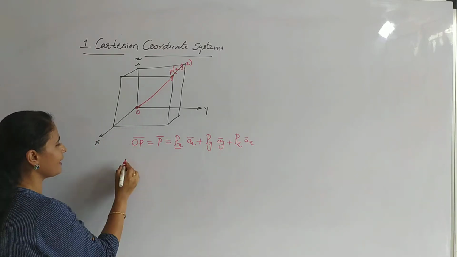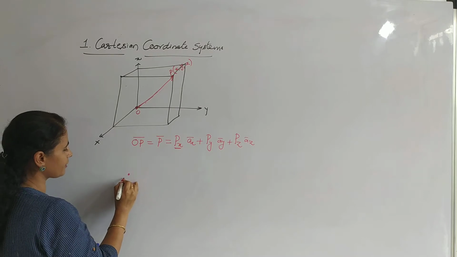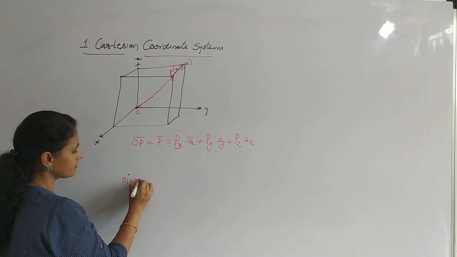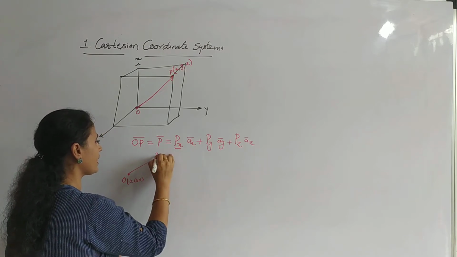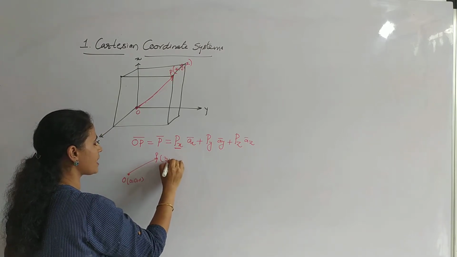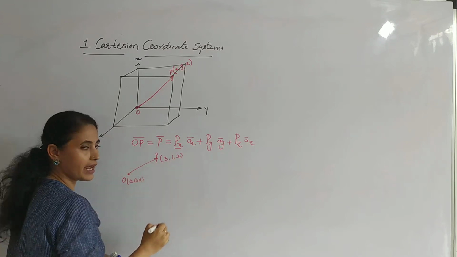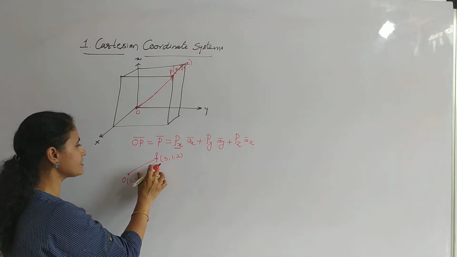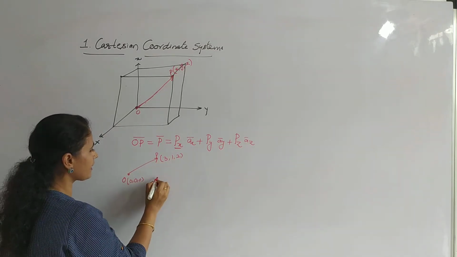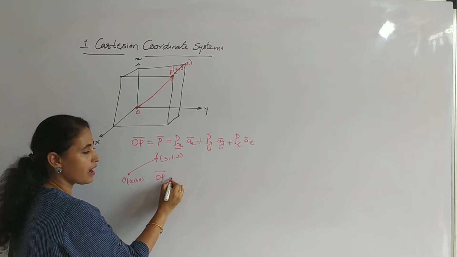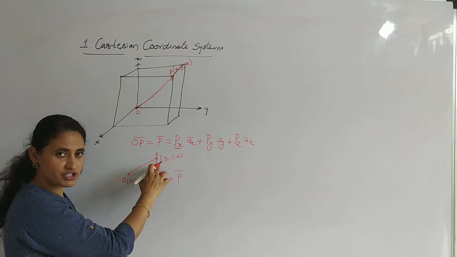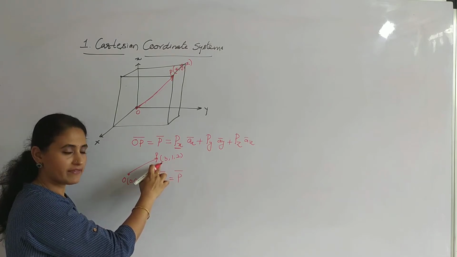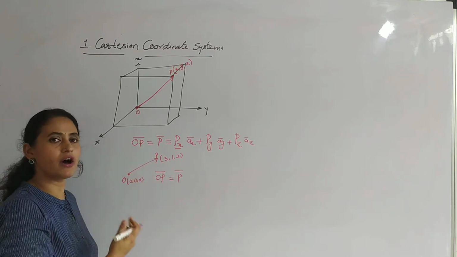Now for example, there is a point O, this is the origin, and there is some point P here, having the coordinates 3, 1 and 2. Then how do we write this in vector form? I can write the vector form OP bar or simply P bar. Why simply P bar? This is a position vector because it has the distance with respect to the origin.